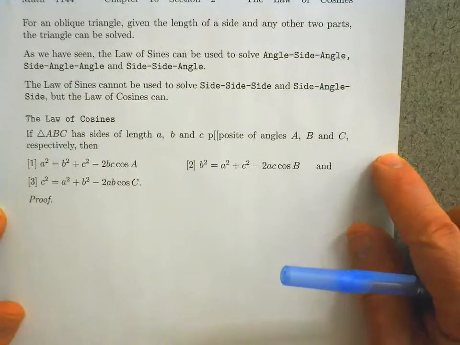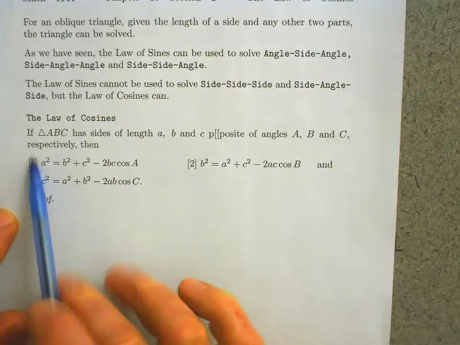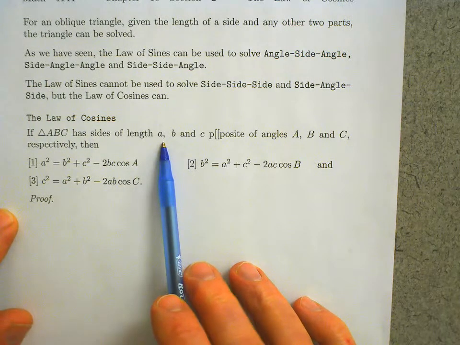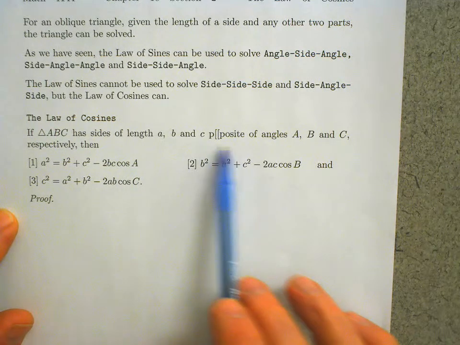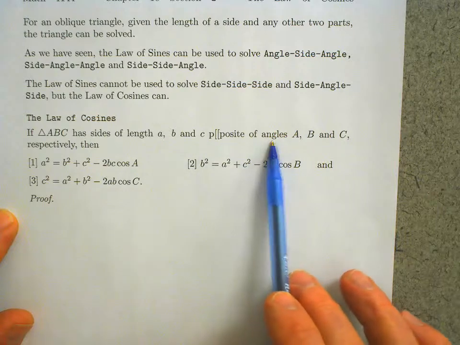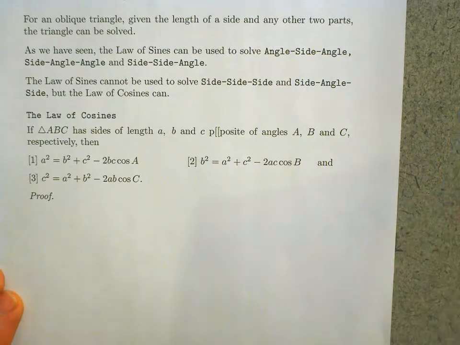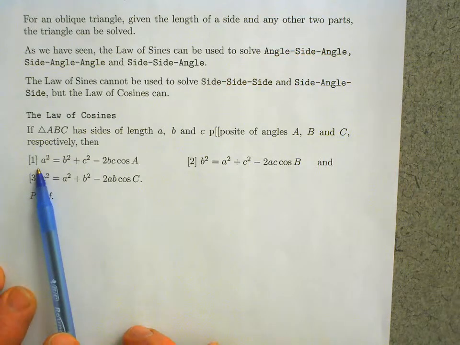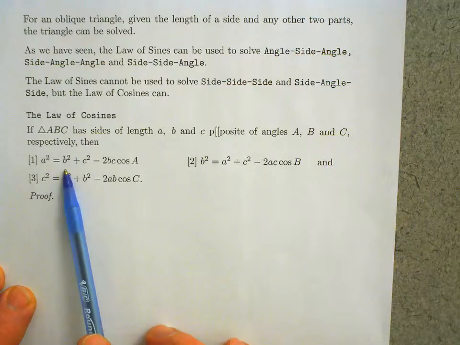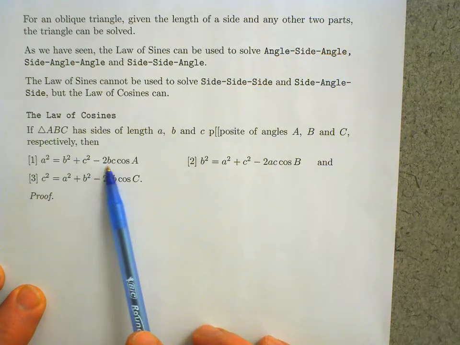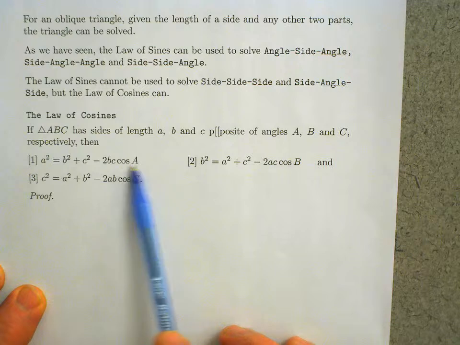Okay, so here's the law of cosines. If triangle ABC has sides of length, lowercase a, b, and c, opposite of angles capital A, B, and C, respectively, then one of the results is a squared equals b squared plus c squared minus 2bc times cosine of A.